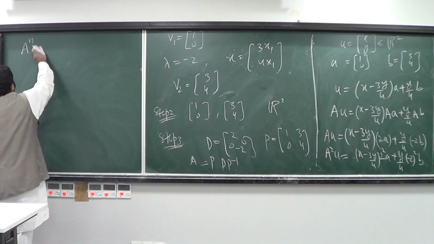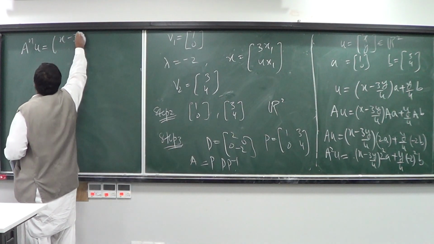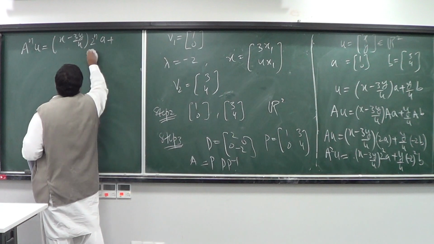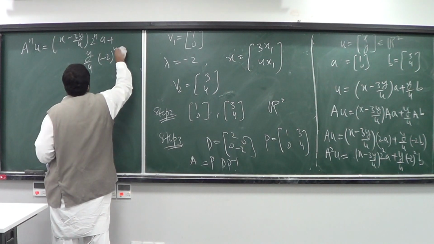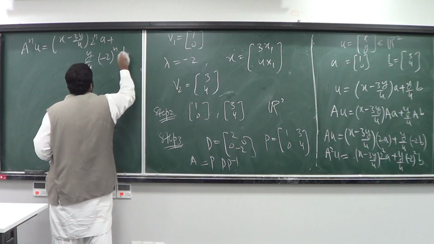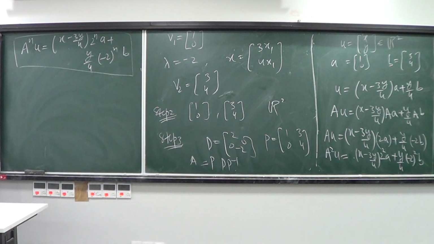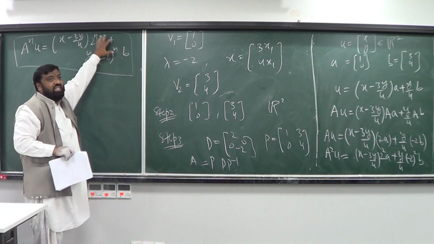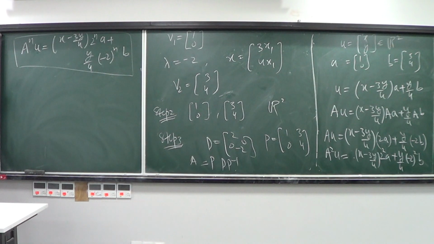So A power n operated onto u would give you what? It's going to give you (x minus 3y) upon 4, 2 power n times a, plus y upon 4, and negative 2 power n times b actually. So you see that you have this beautiful expression: no matter what power of A you take and multiply with an arbitrary vector u, just substitute the value of n and calculate the expression. Calculate the vector, you can get A power n u.